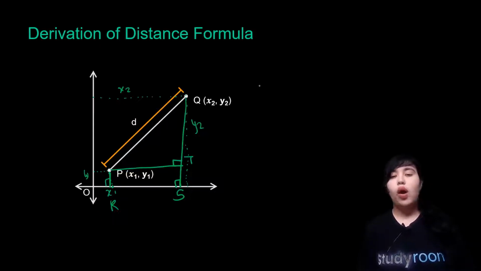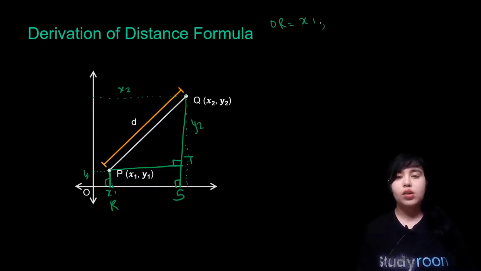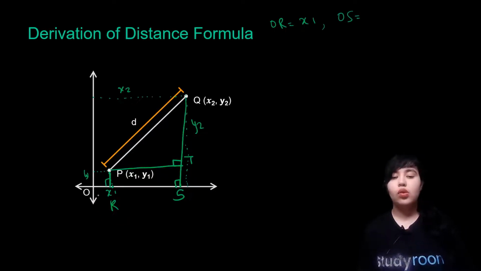Alright, so this OR distance will be what? We've just seen this, OR is equal to x1, the perpendicular distance from the y-axis. Then quickly tell me what will be OS. OS, this entire distance, is x2.